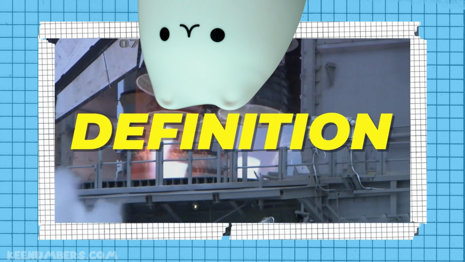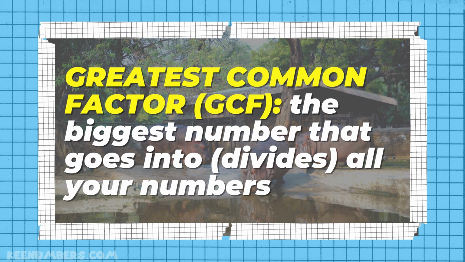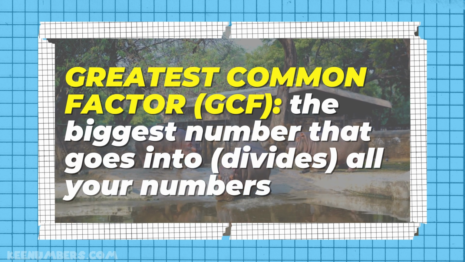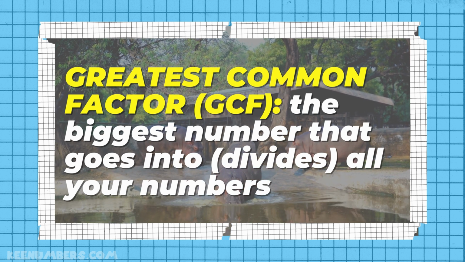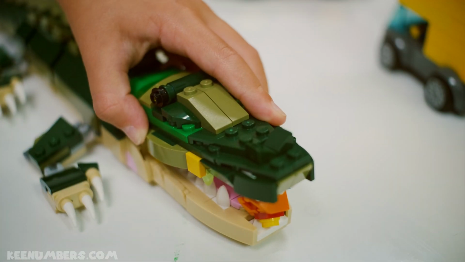Definition time. The greatest common factor is the largest integer between a pair of numbers that evenly divides into both numbers. In other words, when you have 2 numbers, find the biggest number that you can divide both numbers by. Boom! That's the greatest common factor.